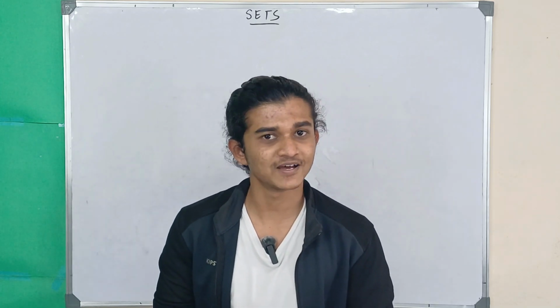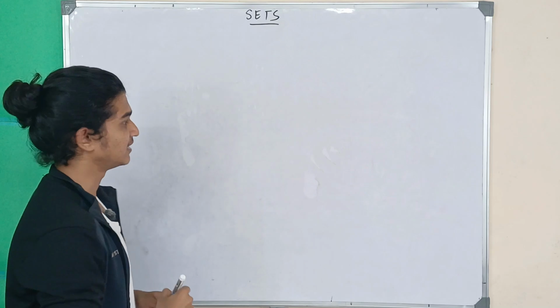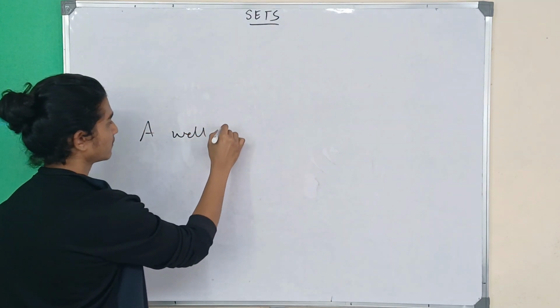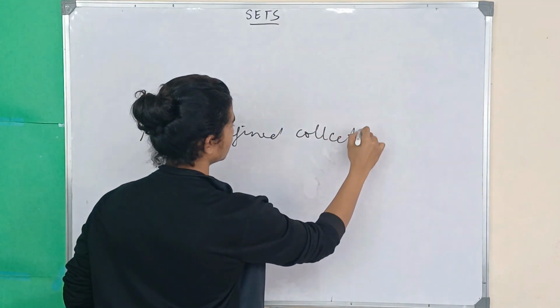So let's try to understand the concept of sets. The definition of a set is: a set is a well-defined collection of objects. A well-defined collection of objects.